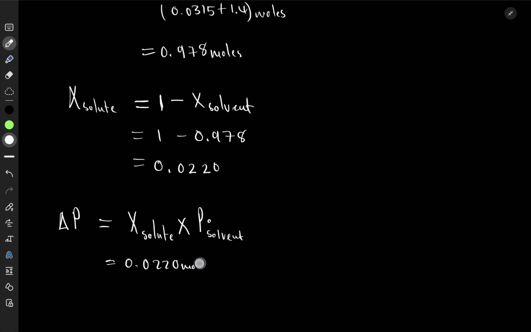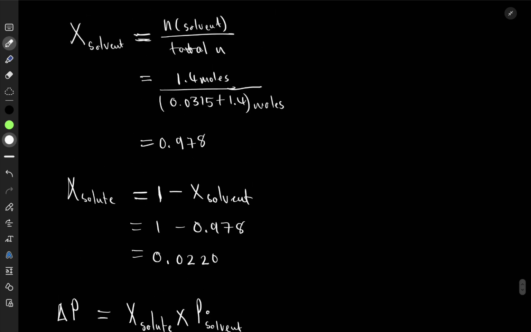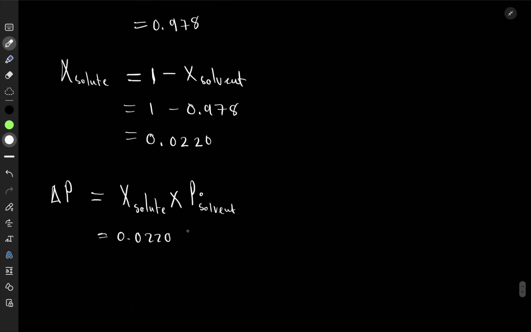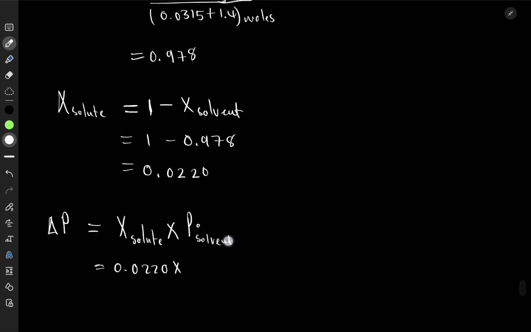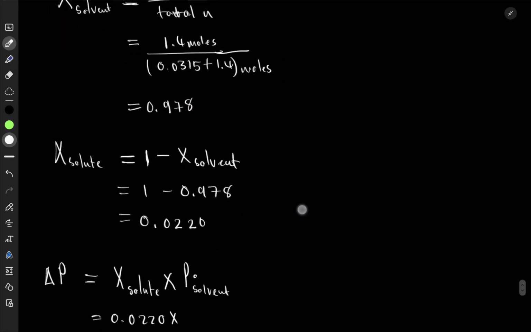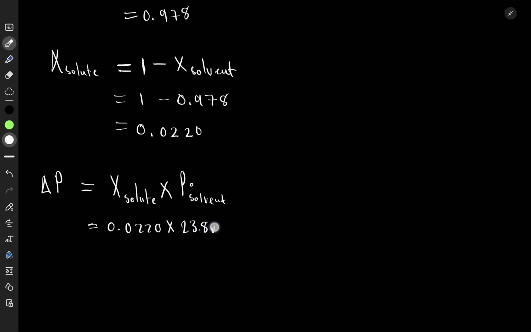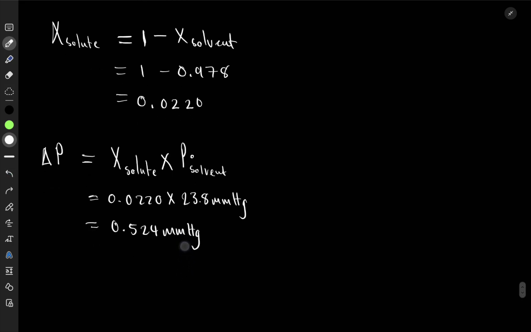It's moles over moles, so it's not moles. This fraction is moles over moles, so it has no unit. 0.0220 times 23.8 millimeters mercury. What is it going to give me? I will get 0.5237 and so on. So I'll round it off to 0.524 millimeters mercury. Our vapor pressure lowering will have the same unit as our pressure. So if the pressure is in millimeters mercury, it'll be millimeters mercury. If the pressure is in torrs, it will be in torrs. Now that is the first one.